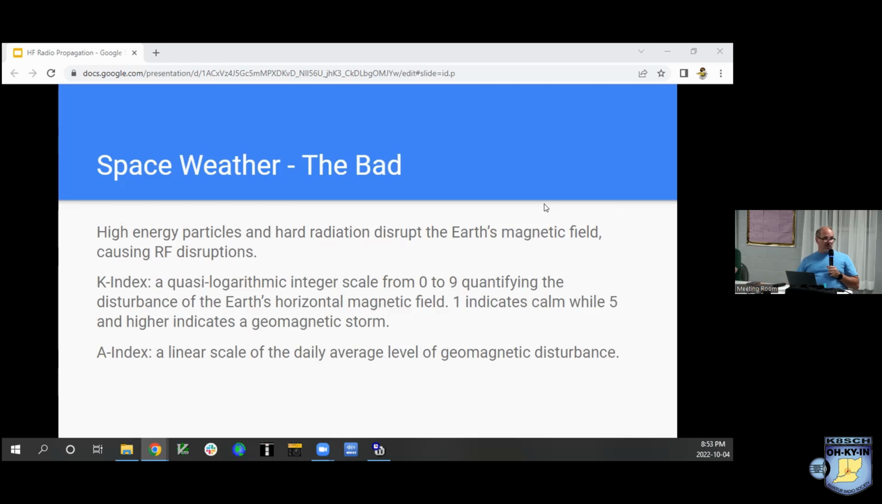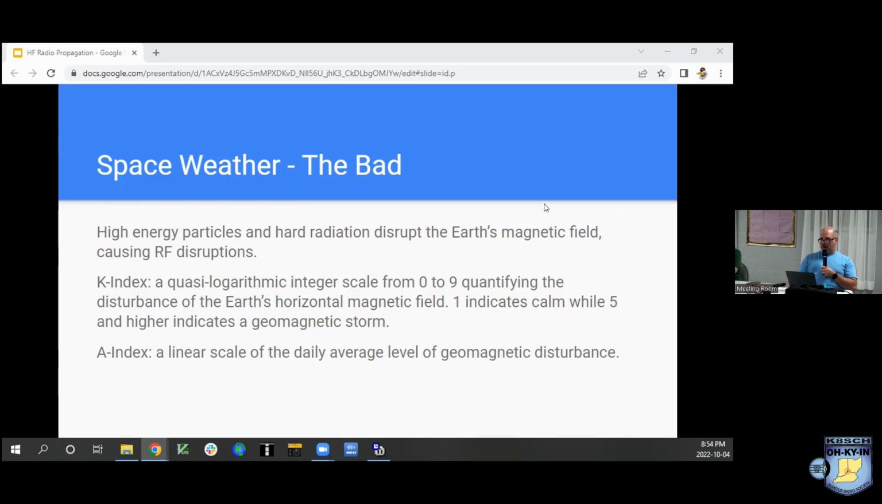The bad. High energy particles and hard radiation disrupt the Earth's magnetic field, causing RF disruptions. They also, if you saw, I was talking about the D layer. The D layer begins to build up as it gets more and more of these X-rays hitting it. So one of the ways we measure that is through the K index. It's a quasi-logarithmic integer scale from 0 to 9, quantifying the disturbance of the Earth's horizontal magnetic field. 1 indicates calm, while 5 and higher indicates a geomagnetic storm.